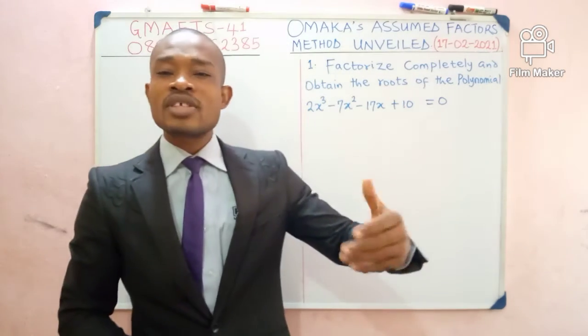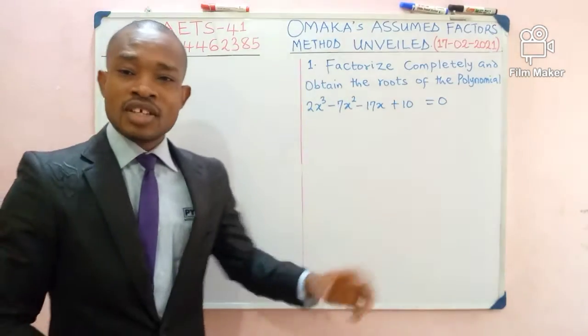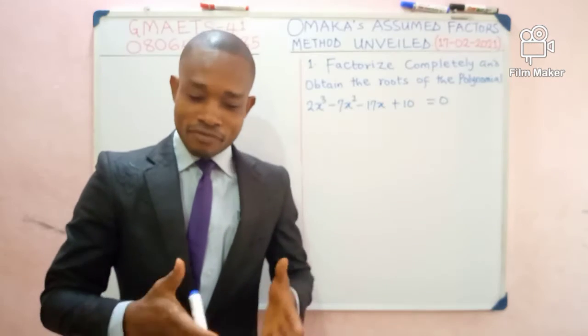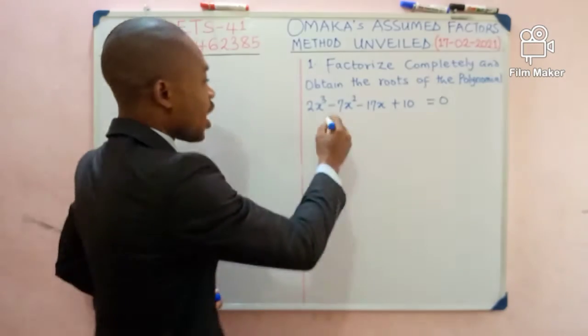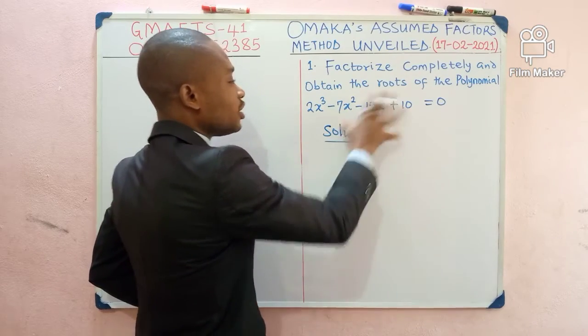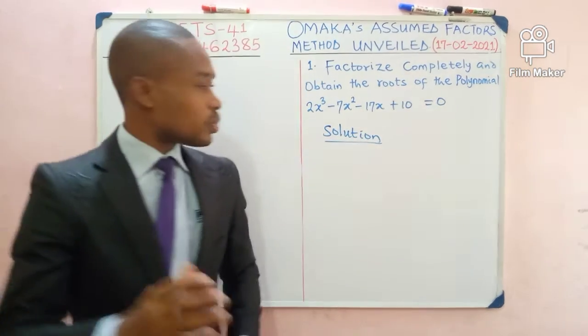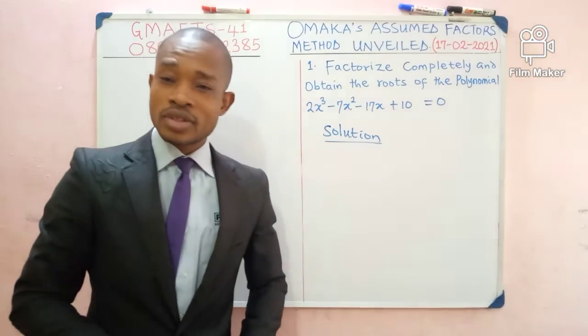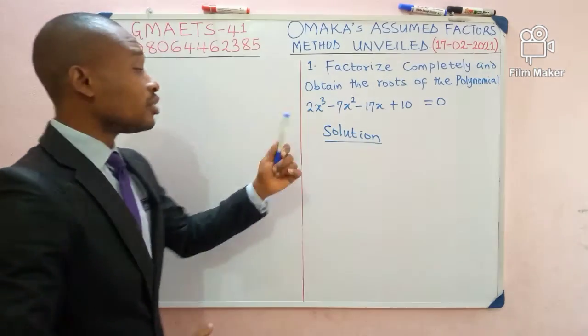Let us see how we explain, using this problem, the principles you saw in the preview before this video. Now, have this question on the board that says we should factorize completely and obtain the root of the polynomial 2x^3 - 7x^2 - 17x + 10 = 0. Now, how do we handle this problem?